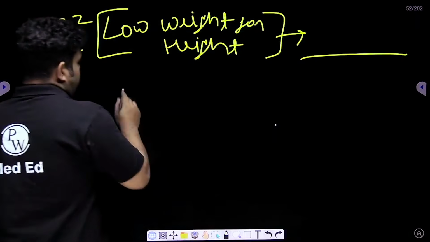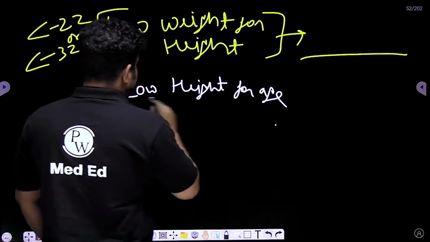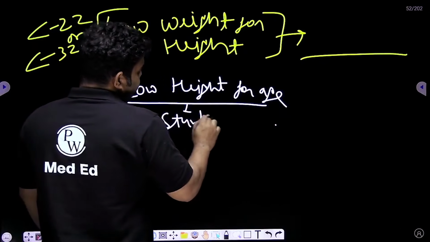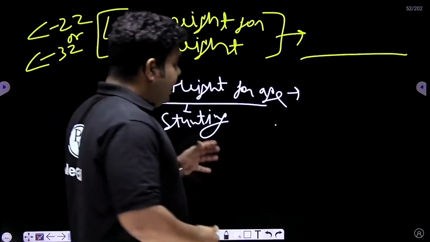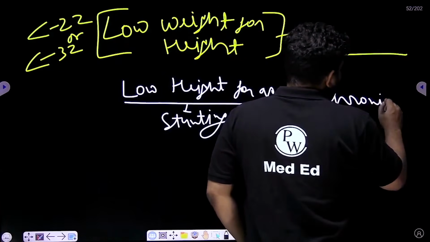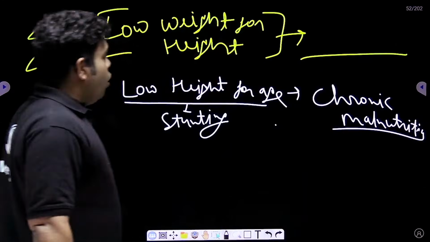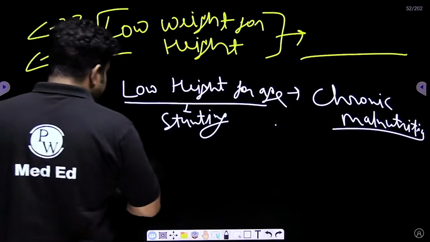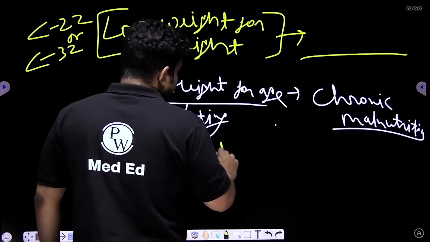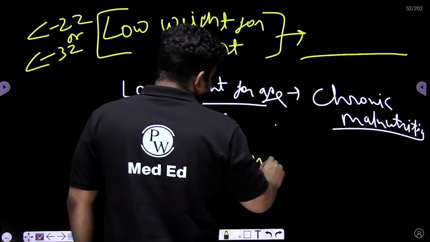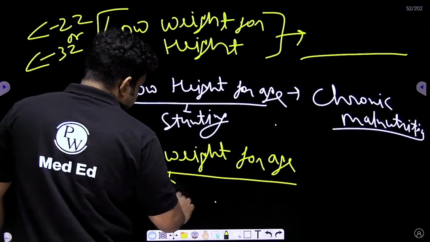Because I hope you all know, if there is low height for age, low height for age is known as stunting. And if the height is less, it means in the childhood the nutrition was not good. So if the height is less, definitely this is showing chronic malnutrition. Low height for age is chronic malnutrition or familial short-heightedness. And if there is low weight for height, then what will you call it? If it is low weight for age, low weight for age is known as undernourished.